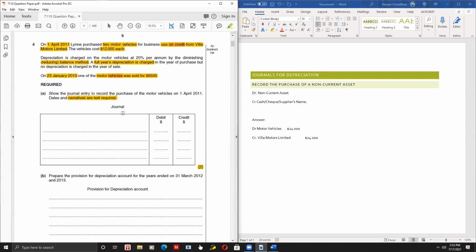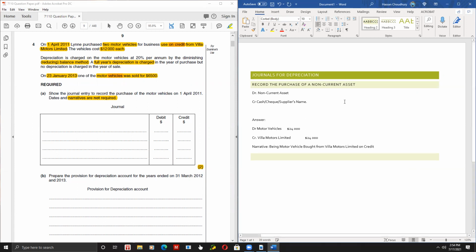Narratives are not required. Narratives means that explanation. Okay, so a narrative would look like this. Being motor vehicles bought from Villa Motors Limited on credit. So a narrative is just a summary, a description of what the transaction was. You just start with being, and then you give a short description of what happened. And there is no right answer for this. But that's what a narrative looks like. And they told you not to show that.